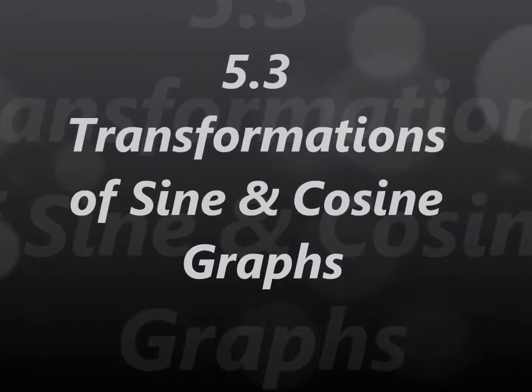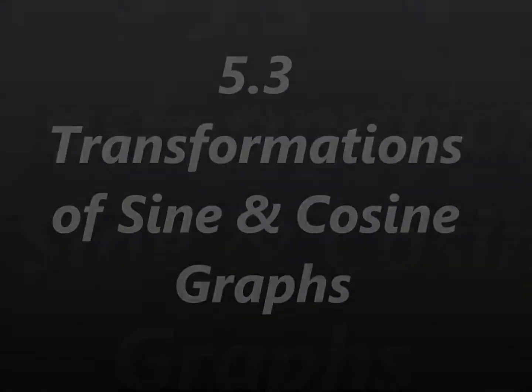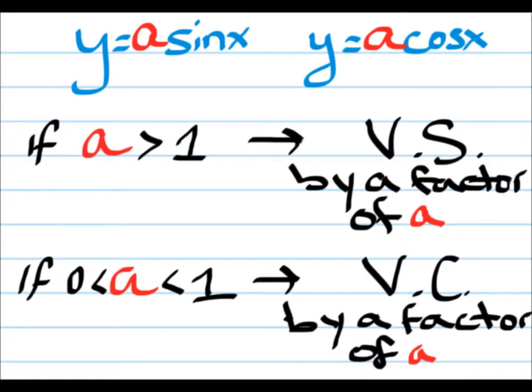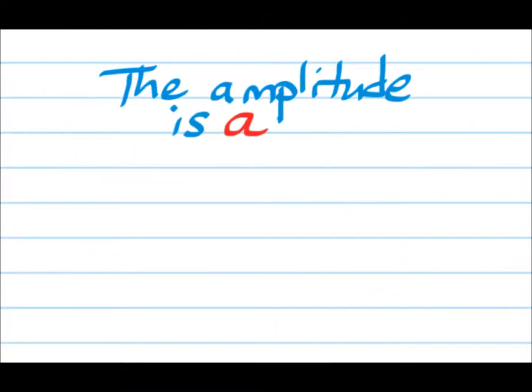5.3 Transformations of sine and cosine graphs. This shows you when there will be a vertical stretch or compression. So if a is greater than 1, then there will be a vertical stretch, and if a is between 0 and 1, there will be a vertical compression. The amplitude of both of the graphs will be a.